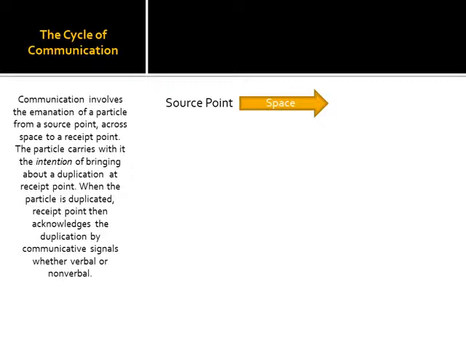The particle is emanated to something called the receipt point. This may be a person or a thing. The particle carries with it an intention. What is the base intention for source point to send a particle across a space to a receipt point? Well, it's duplication. For example, if you tell someone something, the something is the particle. You want that someone to understand what you said, and in order for an understanding to occur, receipt point must duplicate it in his or her mind.